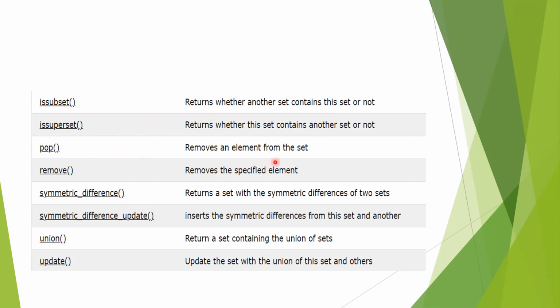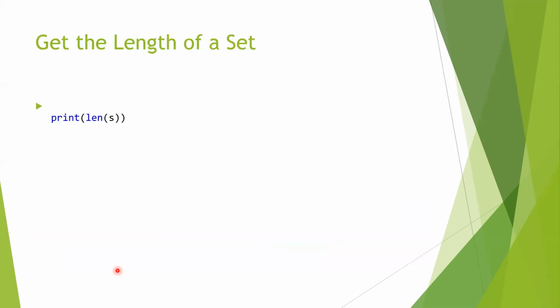Pop means removes an element from the set. Remove removes the specified element. Symmetric difference means return a set with the symmetric difference of two sets, the same type of difference between two sets. Okay, and then union returns a set containing the union. Union means combination of both items, set A and set B. Update means the set plus the union of the set with the other, the combination of two sets. Okay, so now let's start.